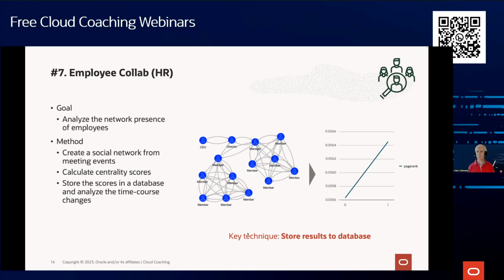Here, I would like to show you that we can store the graph algorithm result back to the database so that we can analyze such scores using a relational database again. In this case, one person's network presence, like PageRank, is increasing in time course.